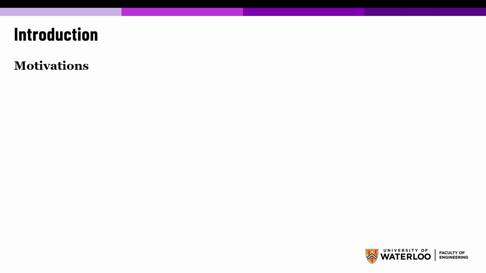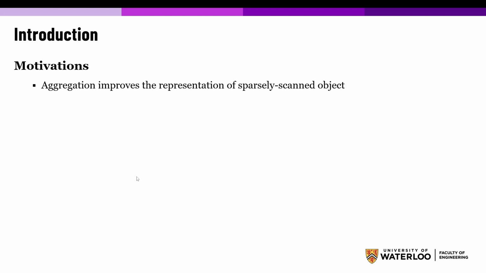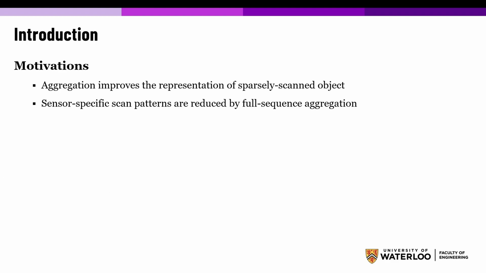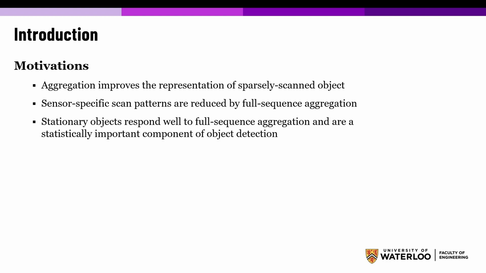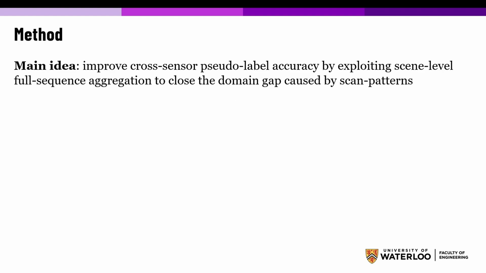In summary, our technique is motivated by, first, aggregation improves the representation of object point clouds by densifying them. And the scanline patterns I mentioned in the previous slide can be reduced by aggregating more frames, up to full sequence aggregation. Stationary objects can benefit the most from full sequence aggregation. So our main idea is to improve the cross-sensor pseudo-labels, in particular for stationary objects, by exploiting scene-level full sequence aggregation to close the domain gap caused by the scanline pattern difference.